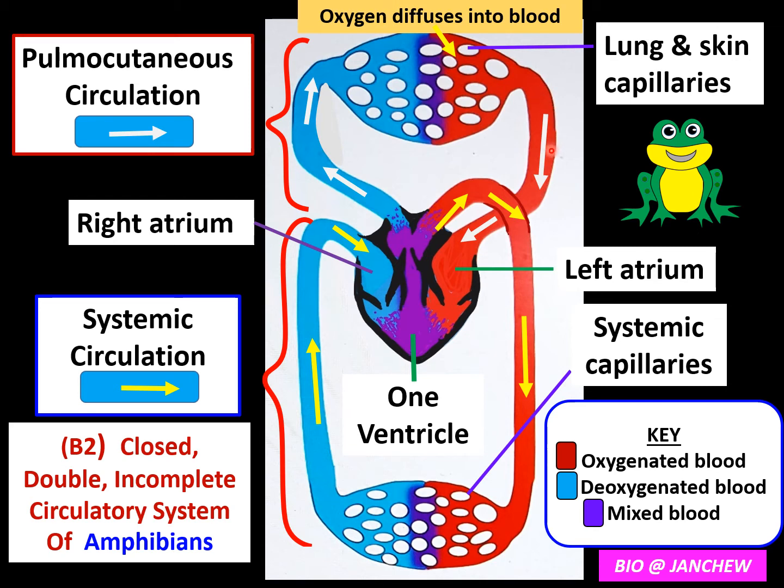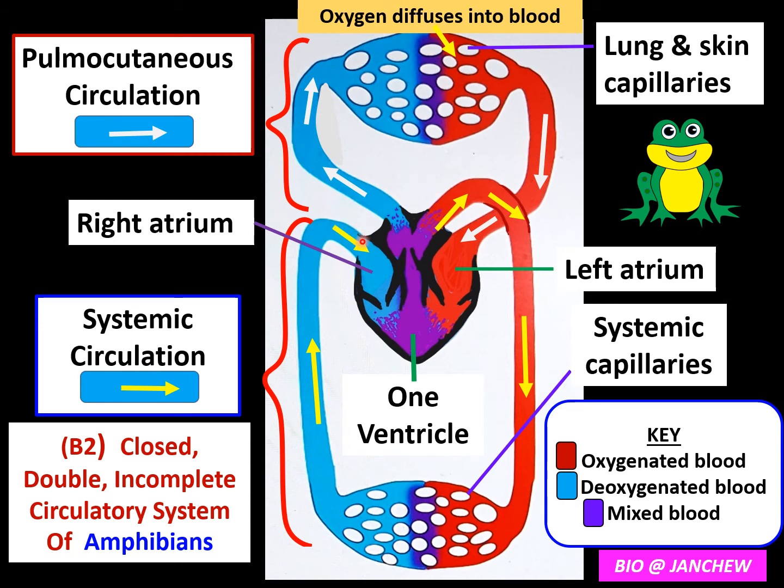And after the blood has received the oxygen, the blood flows back into the heart again through the left atrium this time and into the one ventricle. So this is the second time the blood flows through the heart. And after that, the blood is pumped to the systemic capillaries where the body tissues are found. And then after that, it flows back to the same point here.